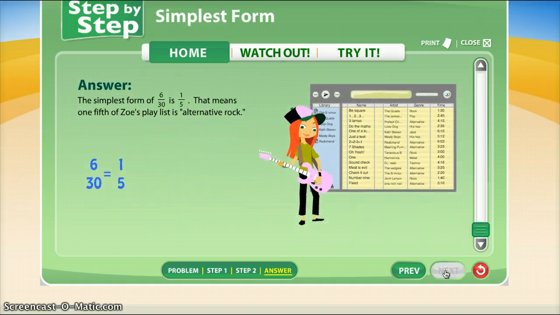The simplest form of 6/30ths is 1/5. That means 1/5 of Zoe's playlist is alternative rock. I personally prefer something a bit more mellow, but you know Zoe, she likes to rock out.